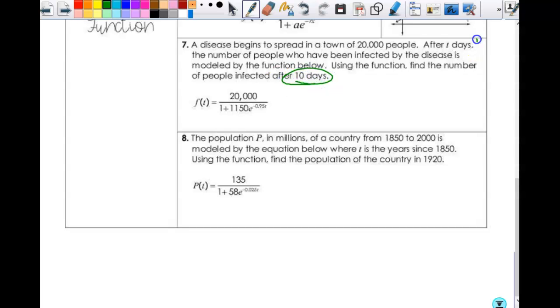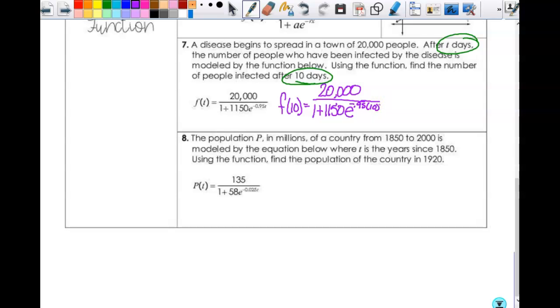Okay, and so this says after T days, so we're good with the units here. So I substitute in. I'm going to do F of 10, that's equal to 20,000 over 1 plus 1150 times E to the negative 0.95 times 10.